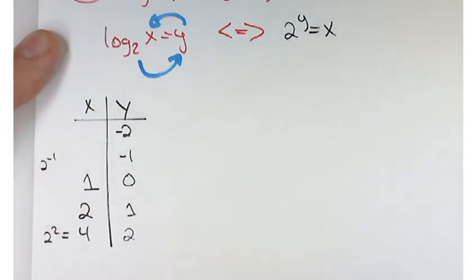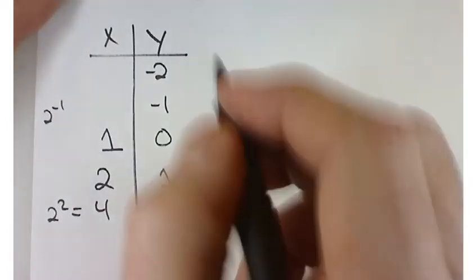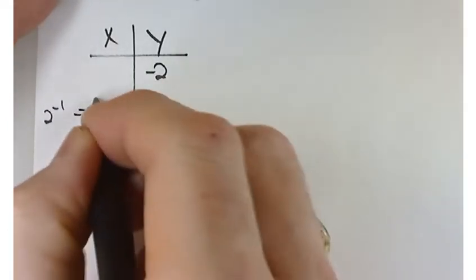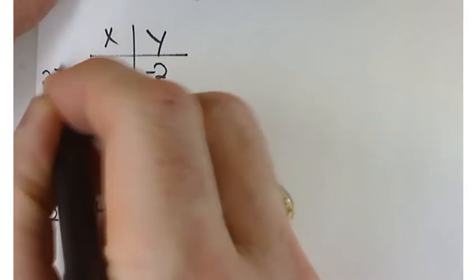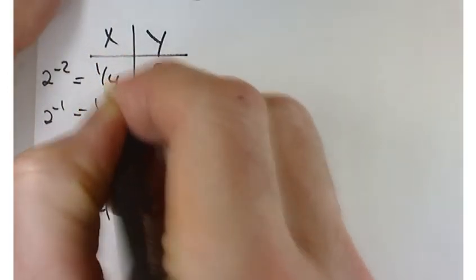And how about 2 to the -1st power? I don't want to leave it like that. What's another way to write 2 to the -1st power? 1/2. And finally, 2 to the -2nd power. Somebody simplify that for me. 1/4. Good. It's 1 over 2 squared, but that'll simplify to 1/4.